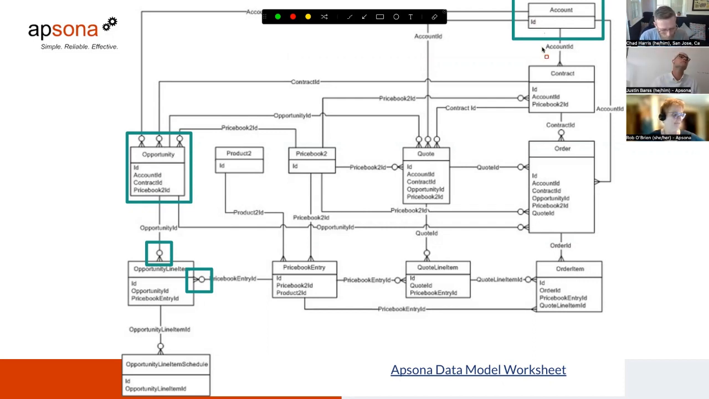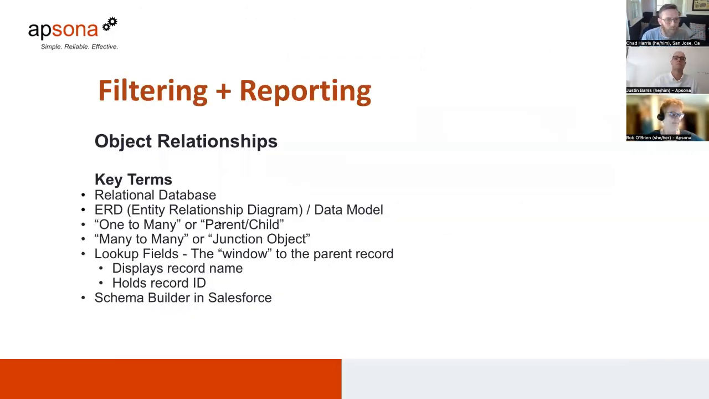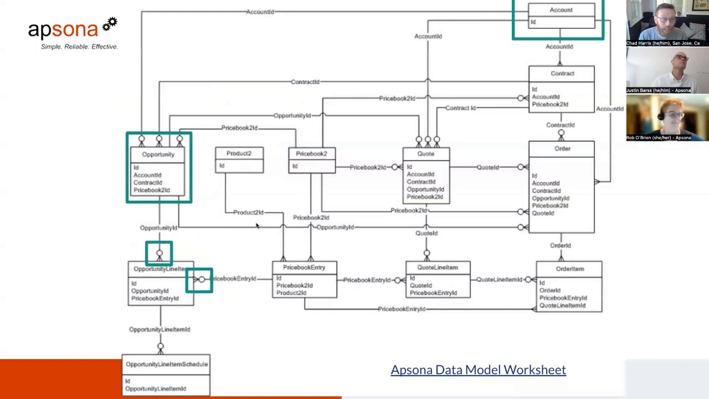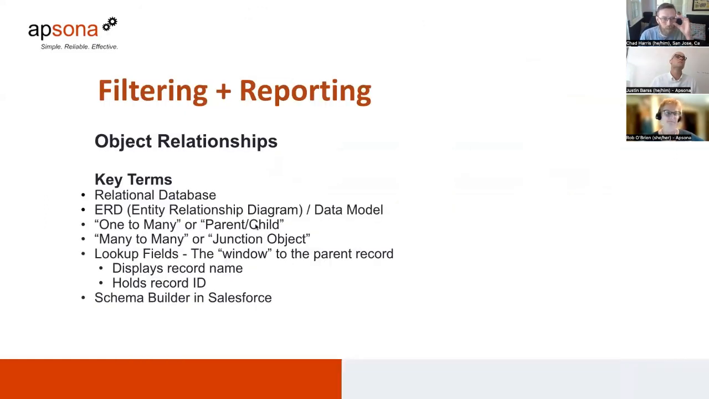Another term that we use here is parent and child object. So an account is the parent and the opportunity is the child. The account is the parent and the contact is the child. So you have child records and they are related up to a parent record. I know that for some of you, this is super basic stuff, but I just want to make sure that we're all on the same page.